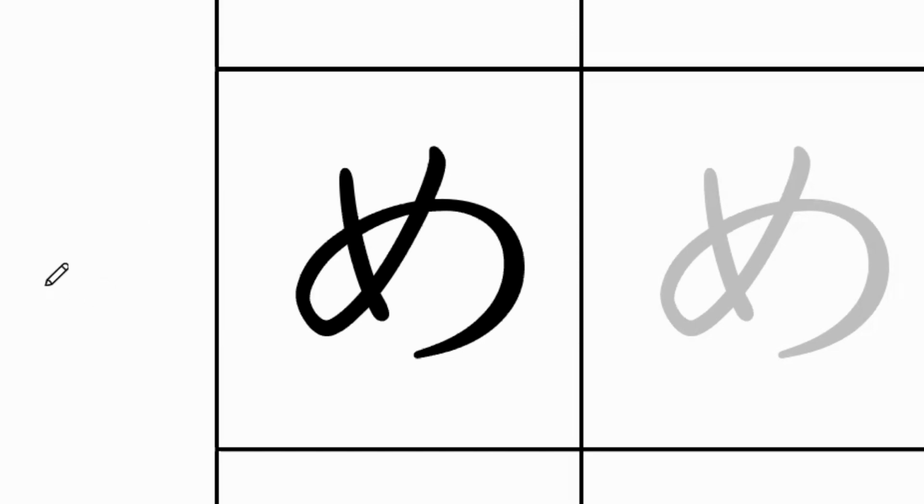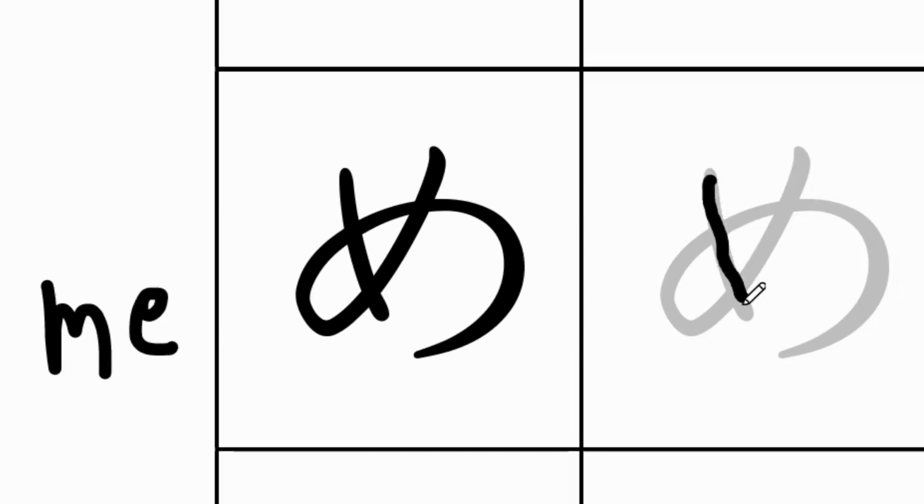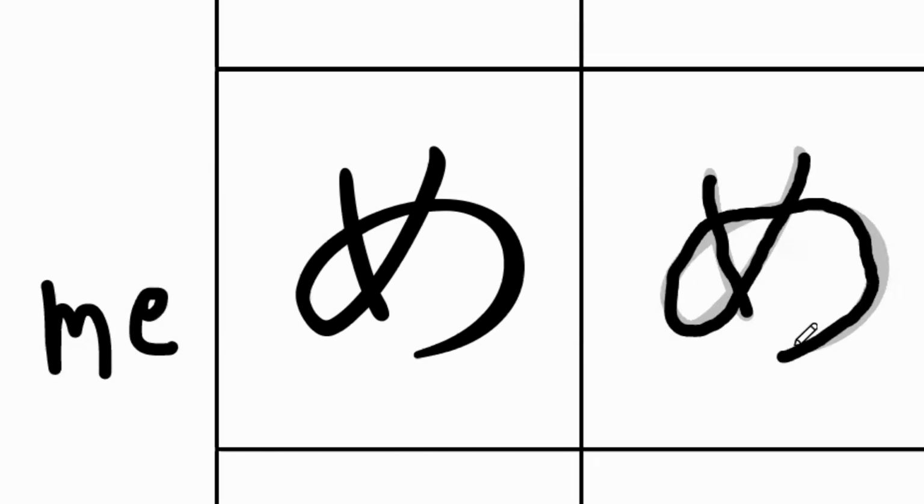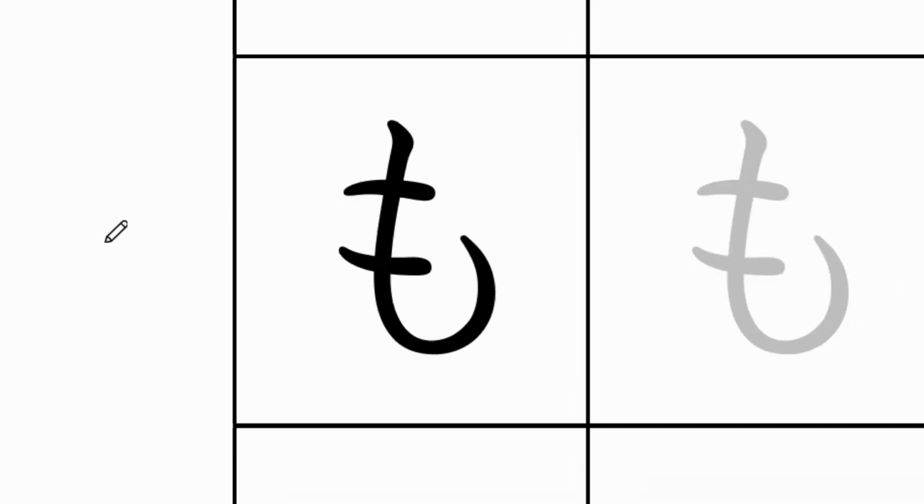The next character is Me. So let us see how to make this character. This character has got just 2 strokes. The first stroke is like this. And the second stroke is like this. This is Me. So the last character of the M row is Mo.